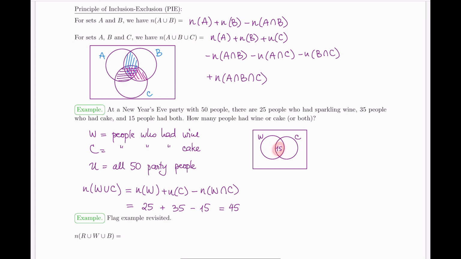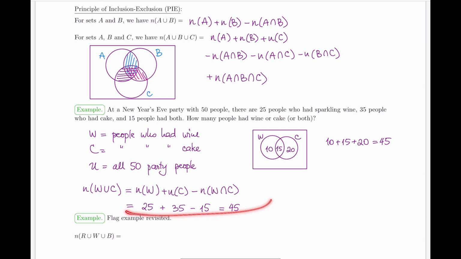So I have 15 people that had both, 25 people had sparkling wine, which means 25 people has to go in that entire circle, which leaves me with 10 people out here. I have 35 people that had cake, so 35 has to go in this entire circle, which leaves me with 20 people out here. And now, the number of people who had wine or cake or both corresponds to the union of the 2 sets, 10 plus 15 plus 20. So 10 plus 15 plus 20 will give me the same 45, but in a different kind of way, right?